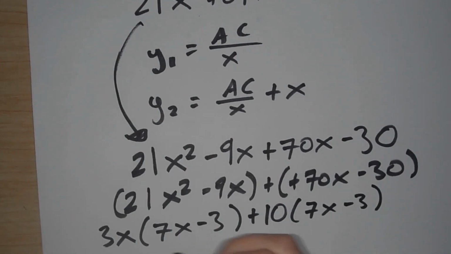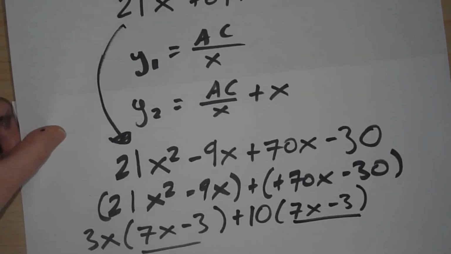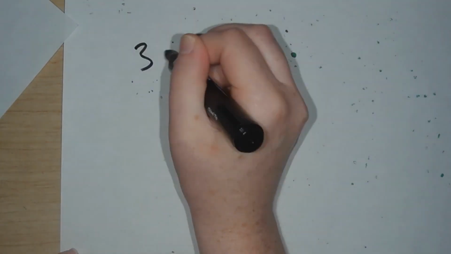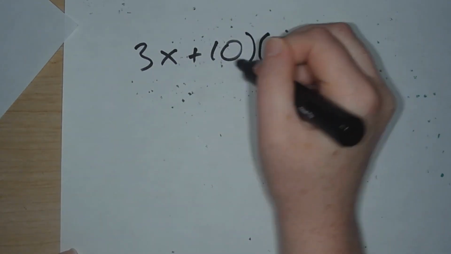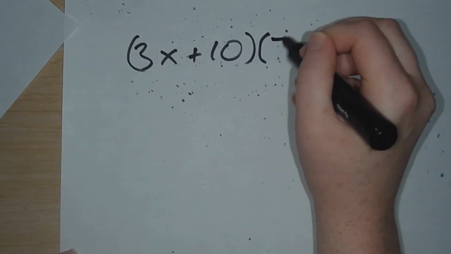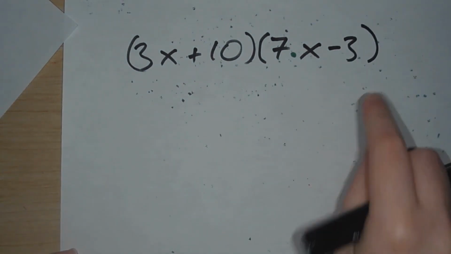And if we notice, this is the same as this, so we can rewrite this as 3x plus 10 times 7x minus 3. And we have factored it.